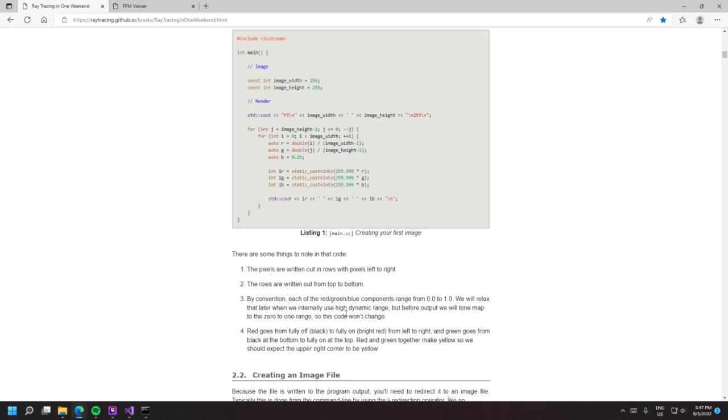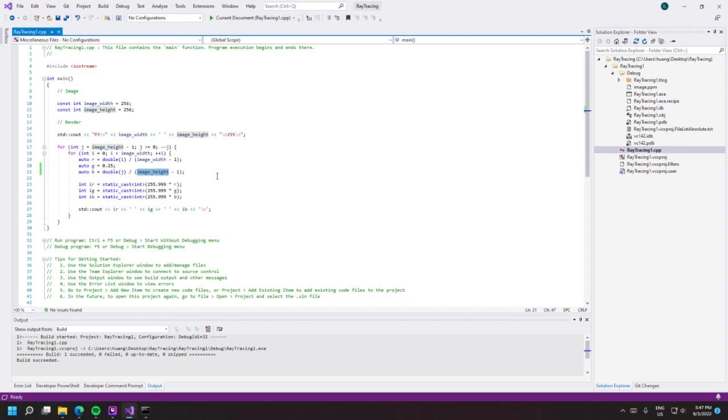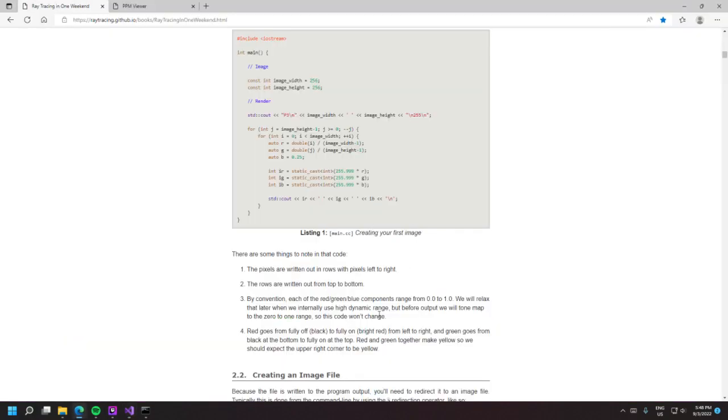We internally use high dynamic range, but before output we were told to map to the 0 to 1 range, so this code won't change. Let me fix the code actually, because we changed something, and if we want to continue using this, we'd better restore it. Okay, made it original. This is the original version. Red goes from fully off to fully on, bright, from left to right, and green goes from black at the bottom to red.